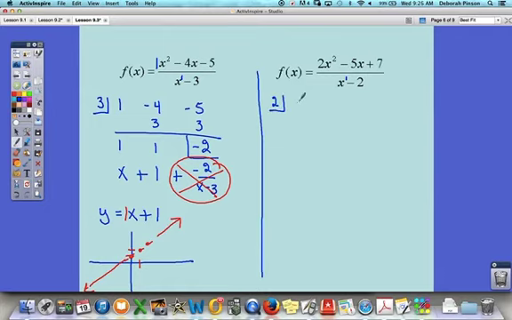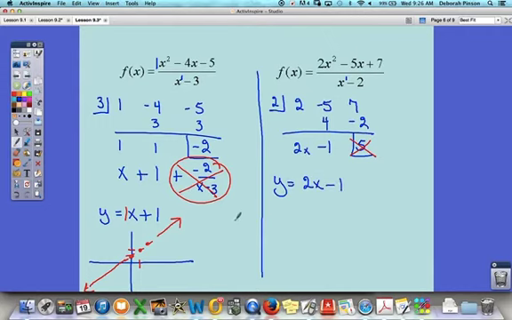Okay, so let's do that here. Okay, so my remainder doesn't matter, so I'm going to go ahead and mark it out. And then 2x minus 1 is my slant asymptote. Okay, and I'm going to graph that. So y-intercept of -1, a slope of 2. So there's my slant asymptote.